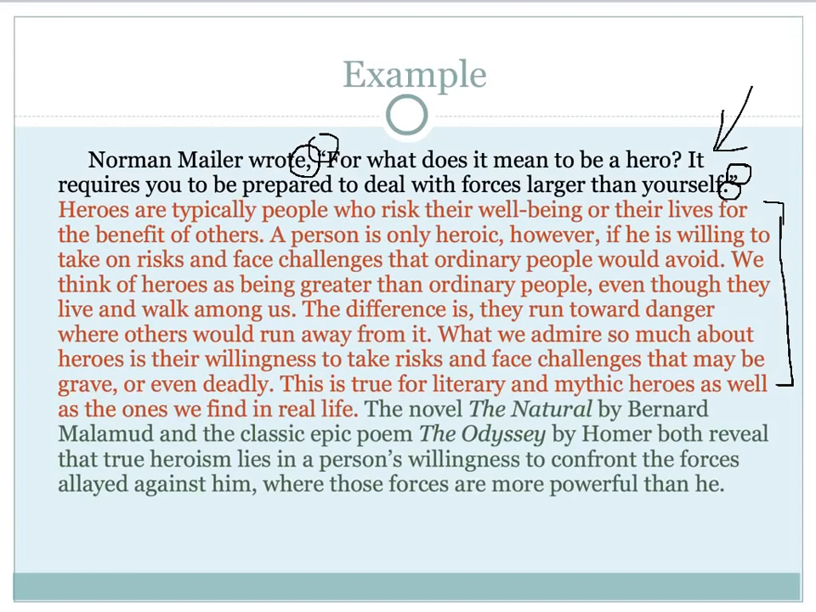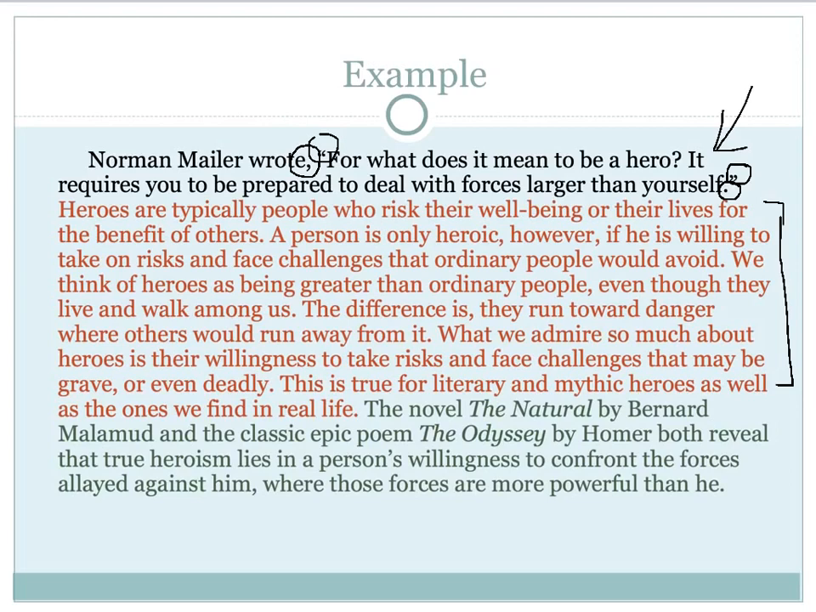A person is only heroic, however, if he is willing to take on risks and face challenges that ordinary people would avoid. We think of heroes as being greater than ordinary people, even though they live and walk among us. The difference is, they run toward danger, while others run away from it. What we admire so much about heroes is their willingness to take risks and face challenges that may be grave or even deadly. This is true for literary and mythic heroes as well as the ones we find in real life. So this is a perfect example of how a student would take the quotation and analyze it and think about the deeper meanings and what it means for all literature and what it means for life.